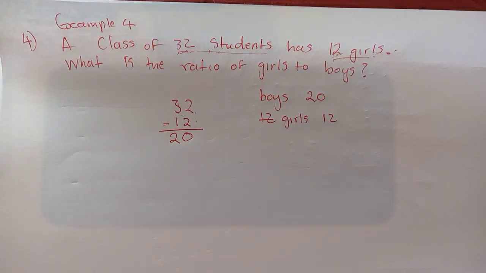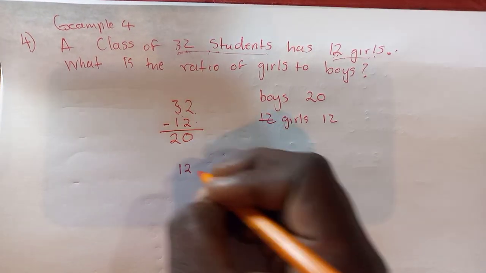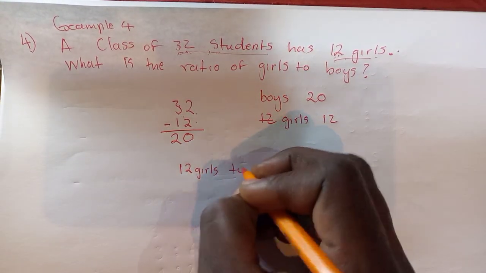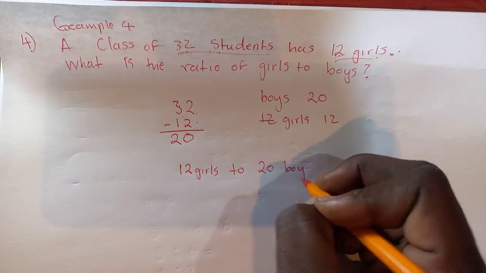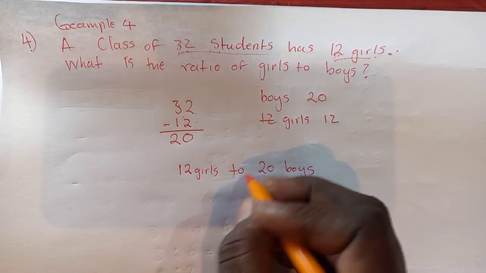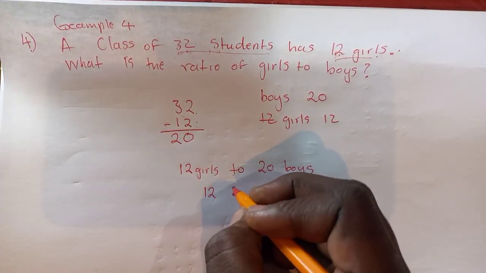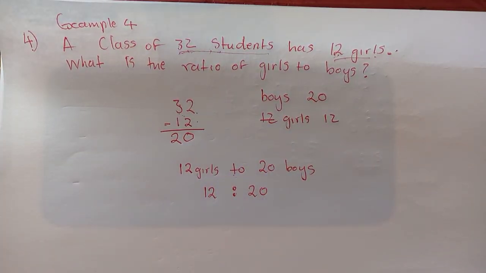We're not done. The question is, what is the ratio of girls to boys? So what is the number of girls? We write the ratio. The number of girls is 12 to the number of boys, which is 20. Here we replace the word "to" with the symbol of ratios. So it will be 12 to 20.